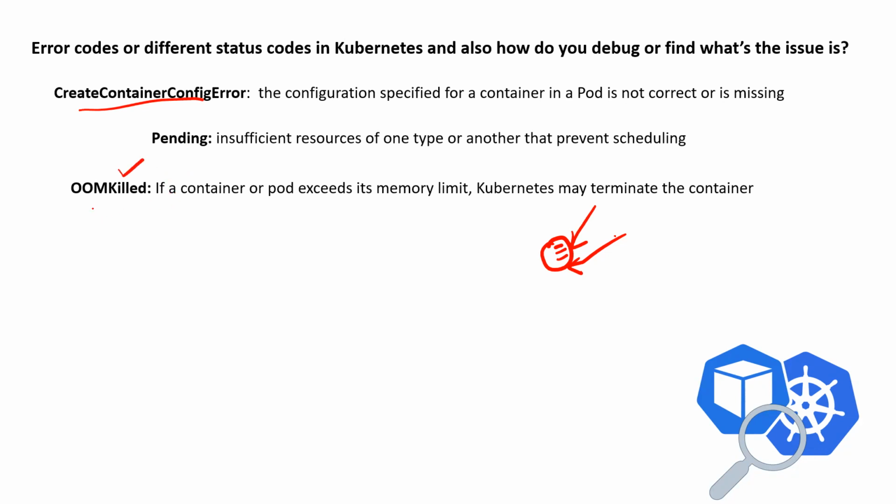So whenever you see this OOMKilled, that means the resources that you have provided for the container or pod are not proper. You need to consider increasing them, or in some cases you need to make some changes in your code itself. But usually, whenever it exceeds the memory limit, the OOMKilled error is what you are going to see.